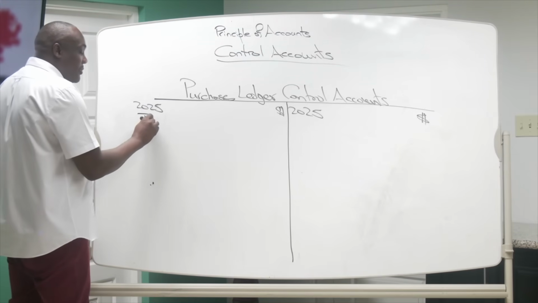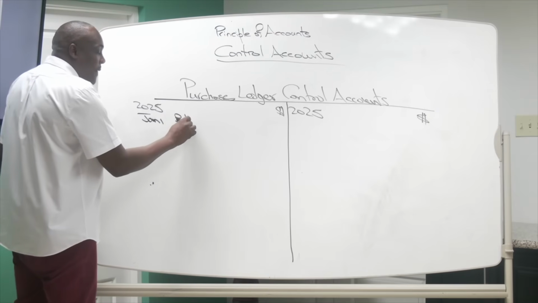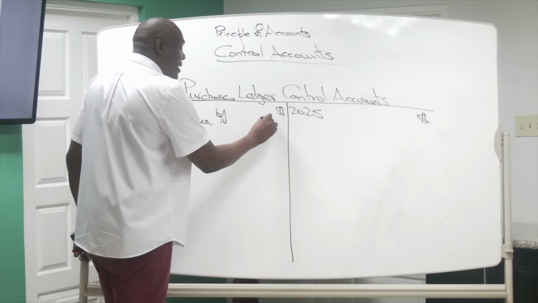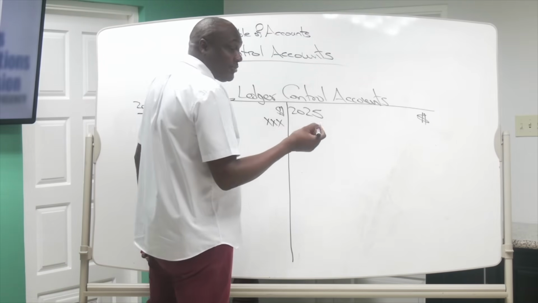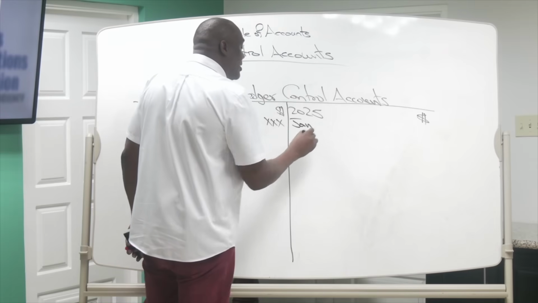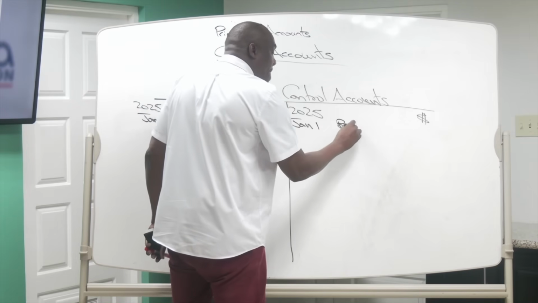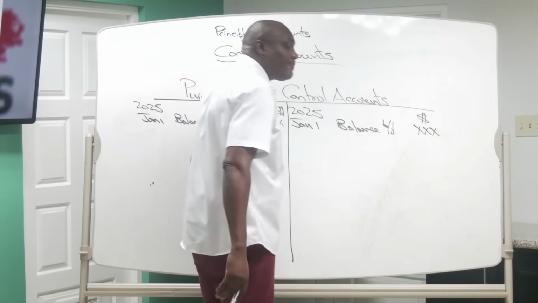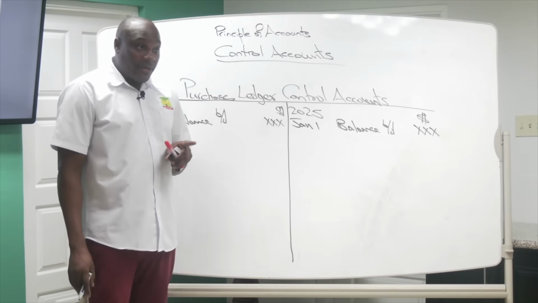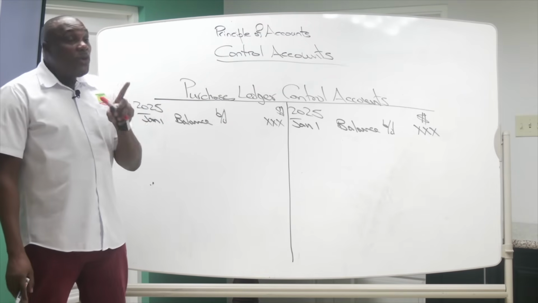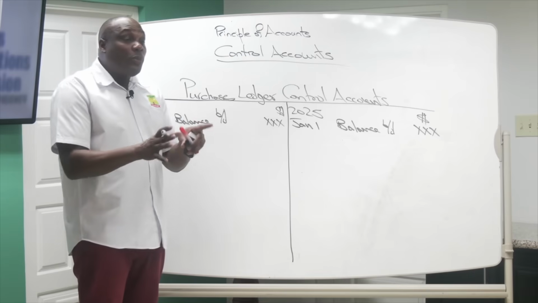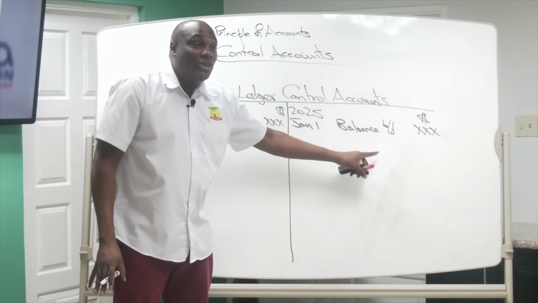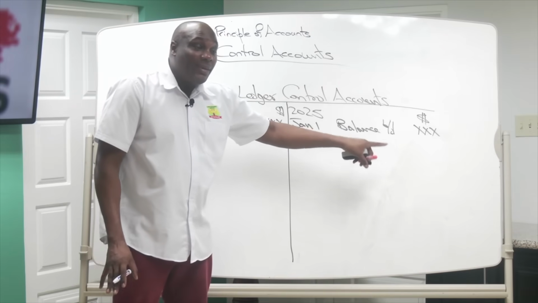So we said January 1, balance brought down or brought forward, XXX. Just representing figures. Likewise, on the credit side, January 1, balance brought down or forward, XXX. Now, here's the thing, candidate. The norm, what is supposed to be the balance of a creditor account, is a credit balance. This is simply the norm.